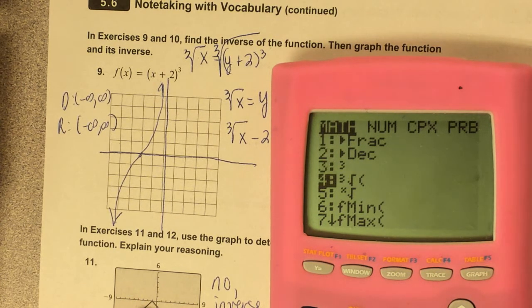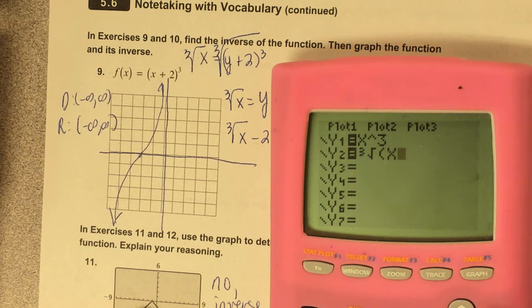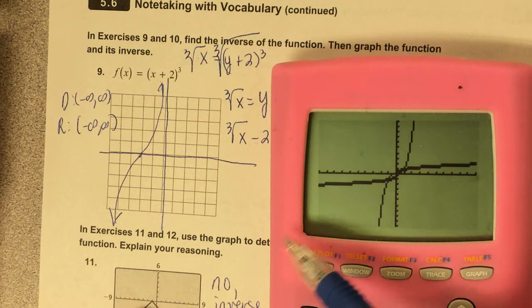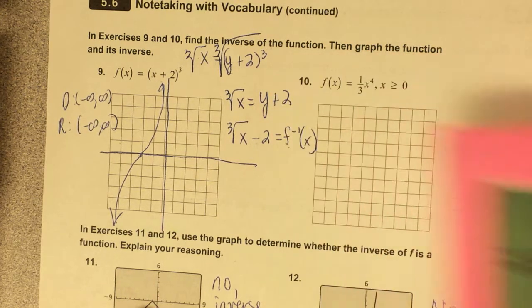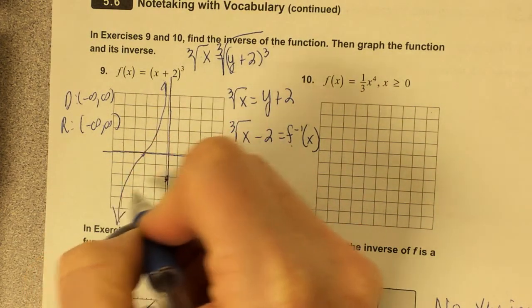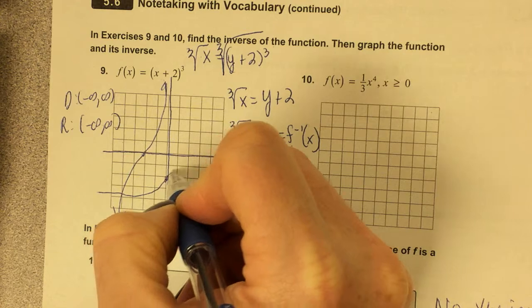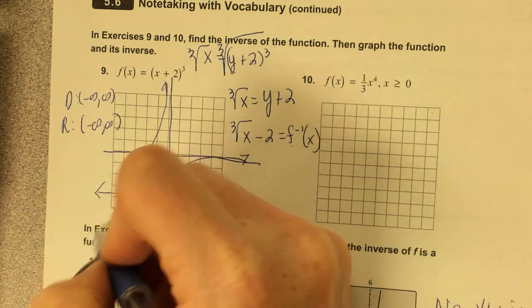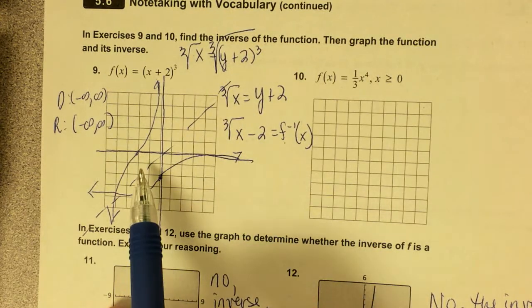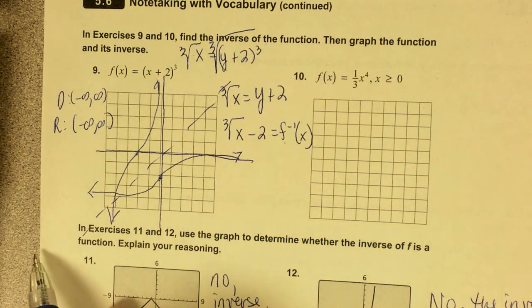You can go to math, cube root x. I'll make it bold so we can tell the difference. So here's what x to the third looks like, and here's what the cube root of x looks like. You can see those are actually inverses of one another. So now I'm going to have a shift down 2 units, and it's going to look like that. And you can see that those are inverses, that they're reflections over the line y equals x. So that's good.